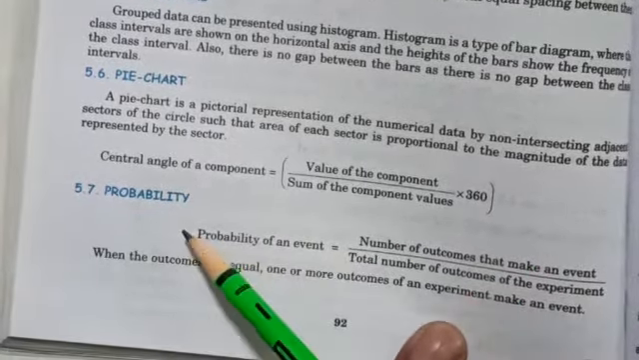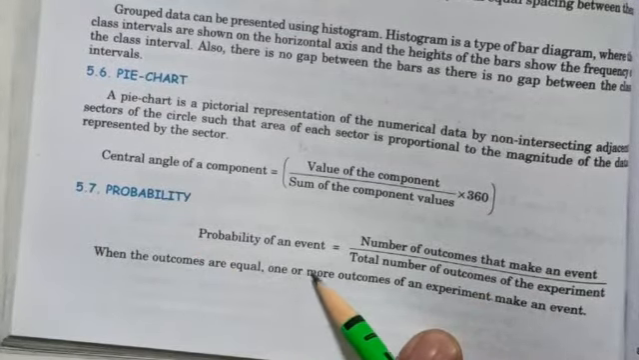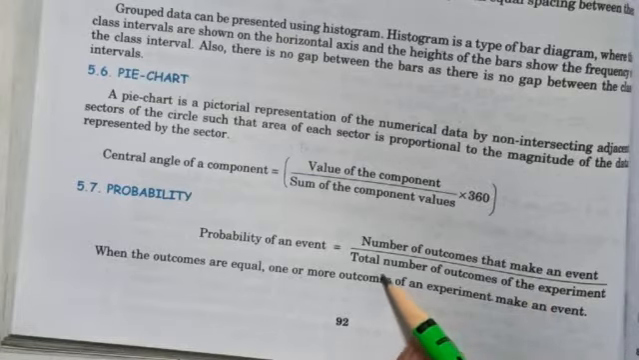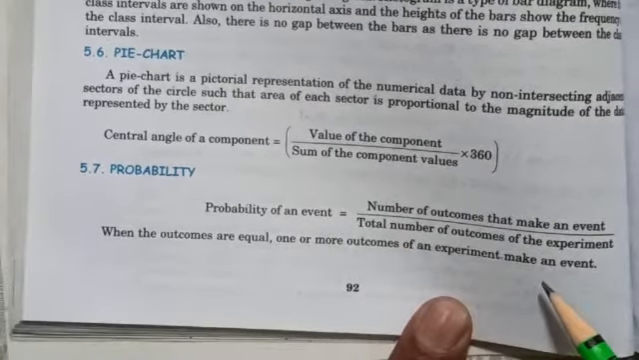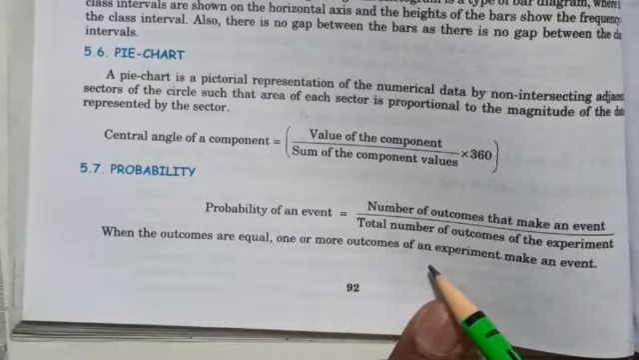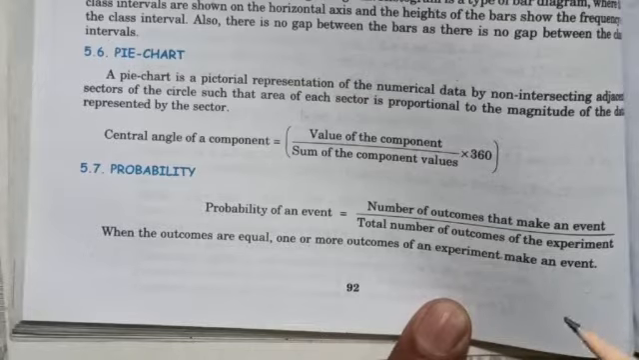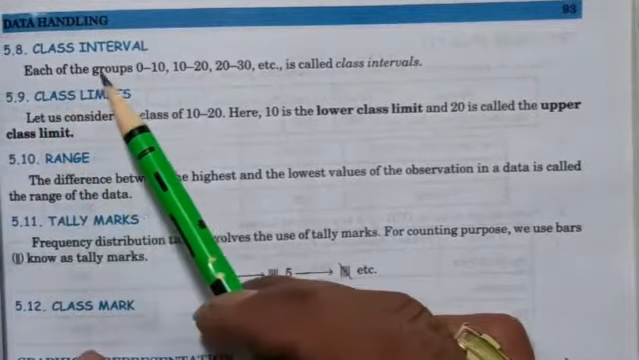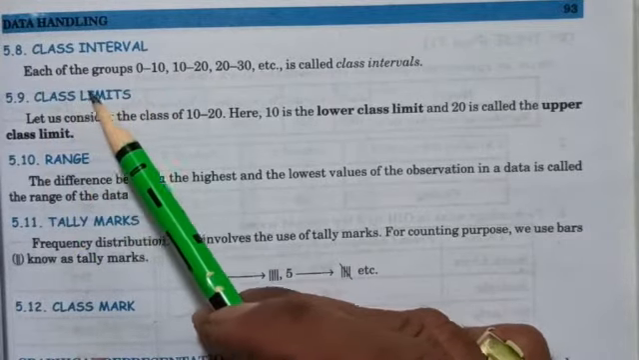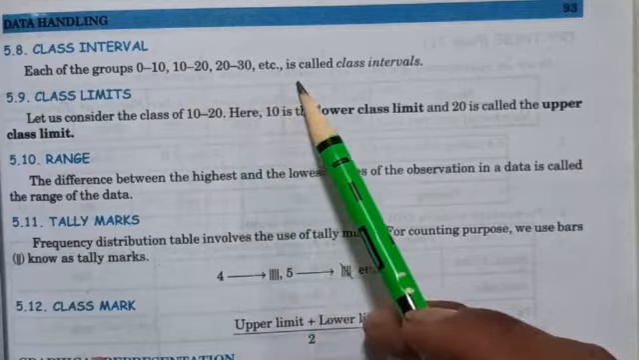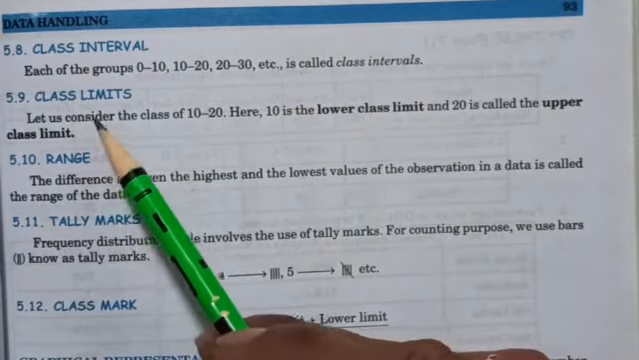Next is probability. Probability of an event is equal to the number of outcomes that make an event divided by the total number of outcomes of the experiment. When the outcomes are equally likely, one or more outcomes of an experiment make an event. Class interval. Each of the groups 0 to 10, 10 to 20, 20 to 30, etc. is called a class interval.